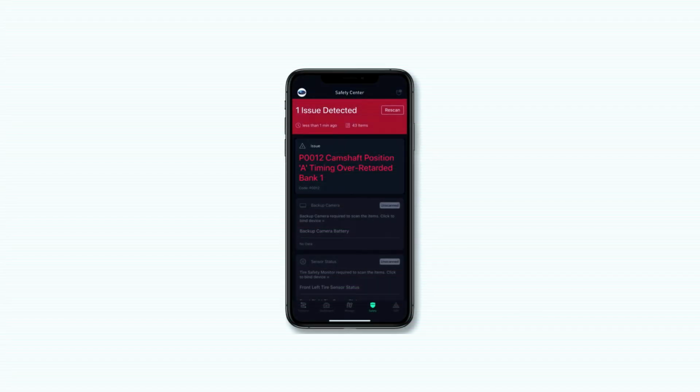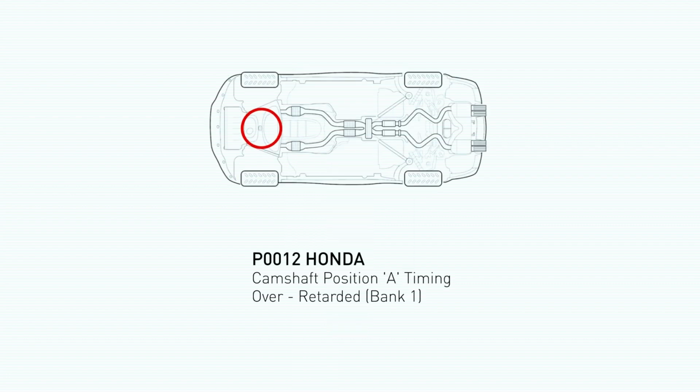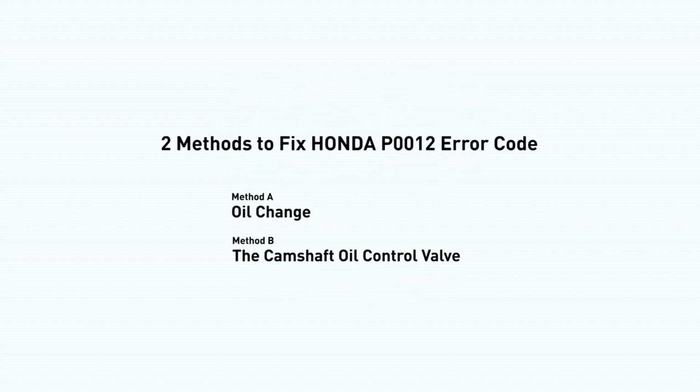Use the OBD2 scanner to scan your vehicle and see the error code P0012. It indicates the ECM has determined that the intake camshaft timing for bank 1 is more retarded than what the ECM has commanded it to be. Here are 2 of the most practical solutions to fix Honda's P0012 error code.